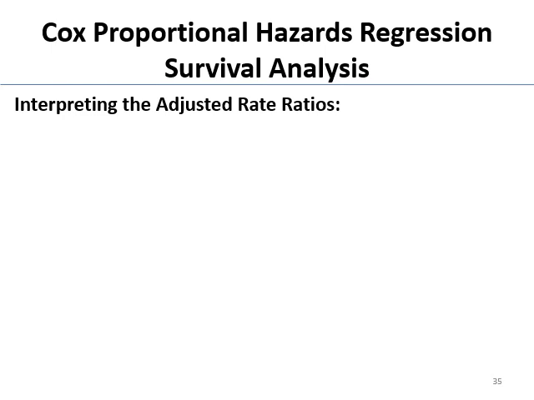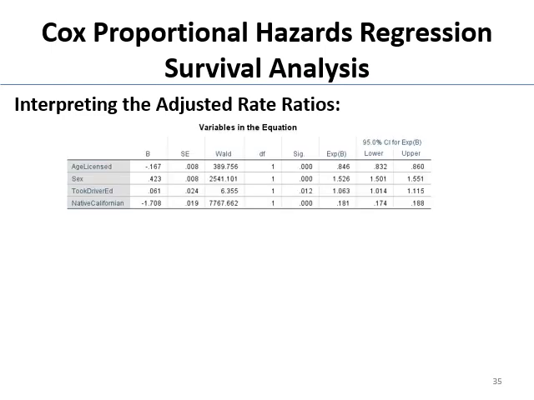So let's interpret these adjusted rate ratios. All right, there's our variables in the equation, and now instead of just one row, we've got 1, 2, 3, 4 of them. So remember, age license represents age 16, so 16-year-olds versus 17-year-olds. First stop, is it significant? Yes, there's still a difference even after adjusting for sex, taking driver's ed, and being a native Californian.